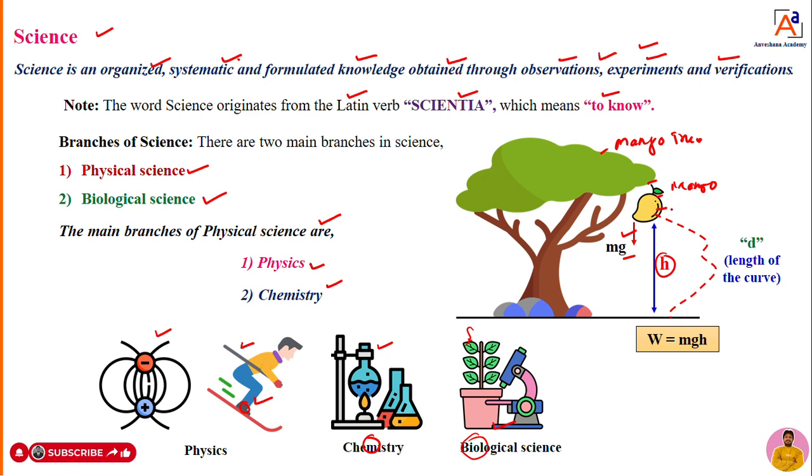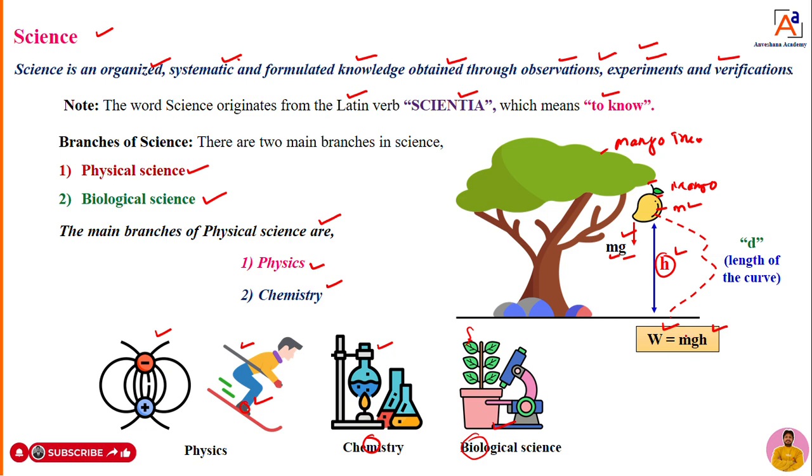When a mango is falling down, that mango has a weight, having some mass, and that mass is represented by m. When the mango is falling from a certain height, that height is represented as h. With the help of these two data, mass and h, we can determine the weight of the mango. The equation to determine the weight of the mango is capital W is equal to m into g into h.